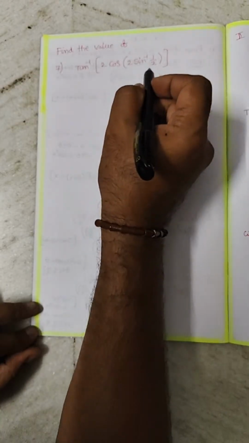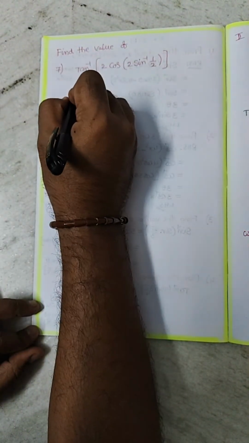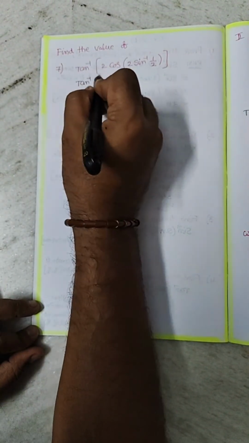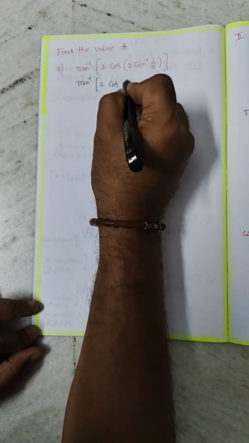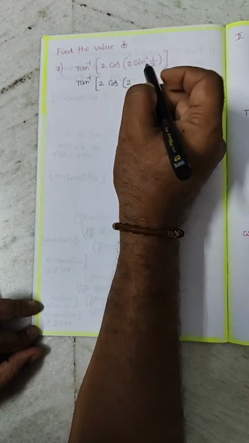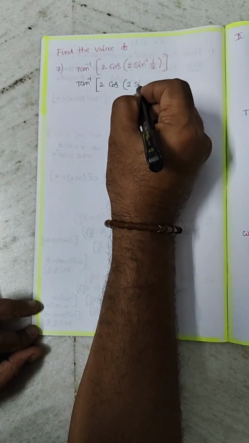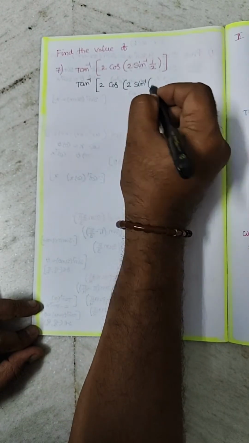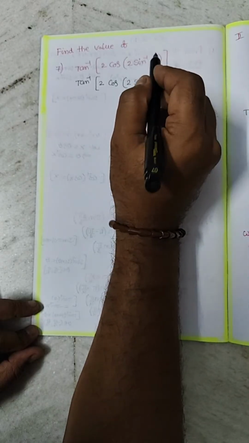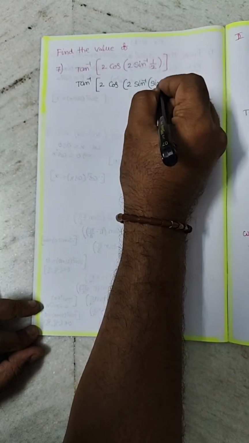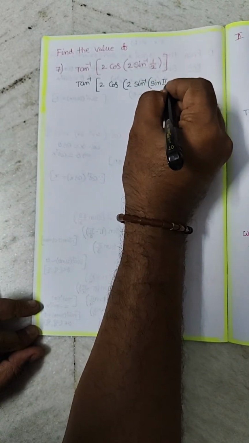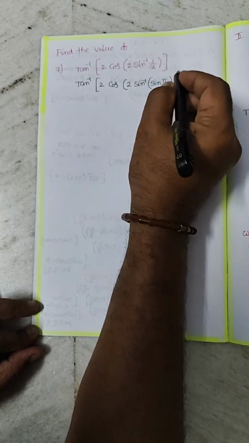So first what we have to do, tan inverse of 2 into cos of 2 into sin inverse of 1 by 2 in terms of sine. So 1 by 2 in terms of sine, for what angle it comes? Sine 30 degrees. 30 degrees means pi by 6.